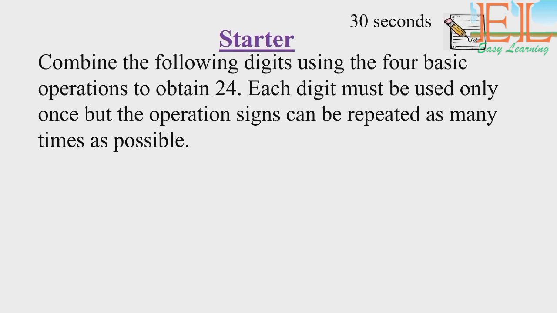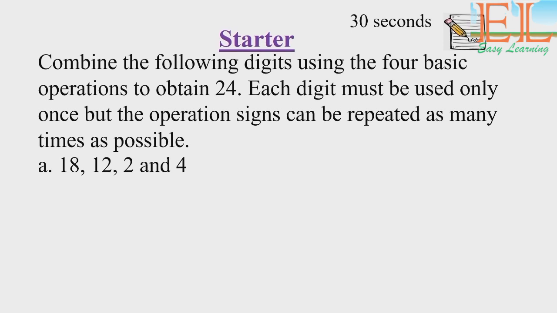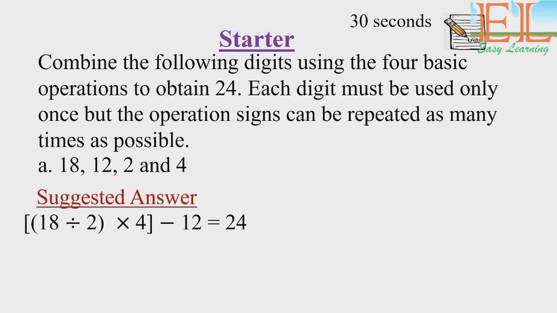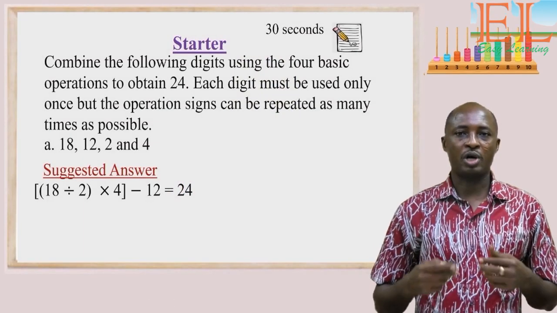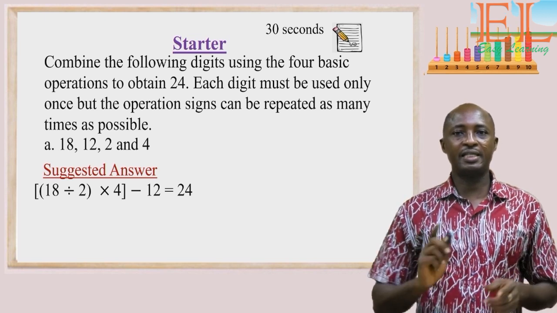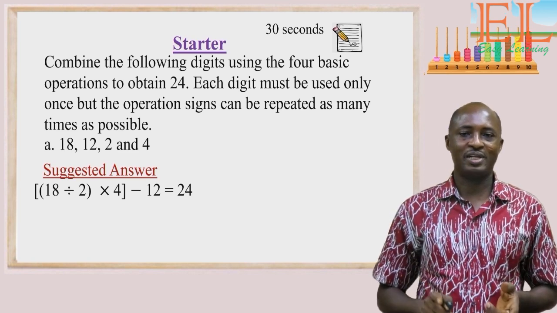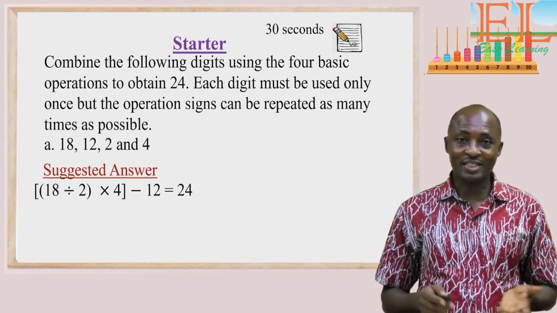Now, let's look at the first set. 18, 12, 2, and 4. I'll give you 5 seconds. Good. I know that you have different ways of combining them. I'm only going to show you how I did mine. First, I divided 18 by 2. I multiplied the results by 4. Then I subtracted 12. How did you do yours?